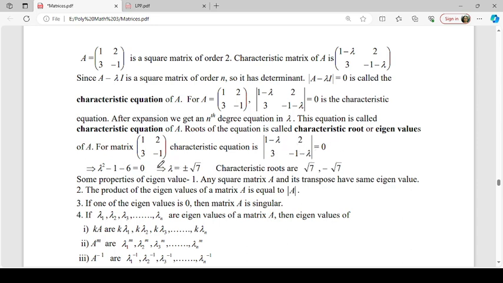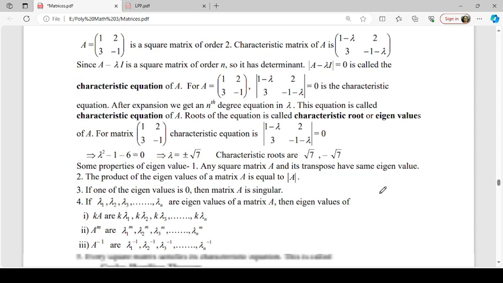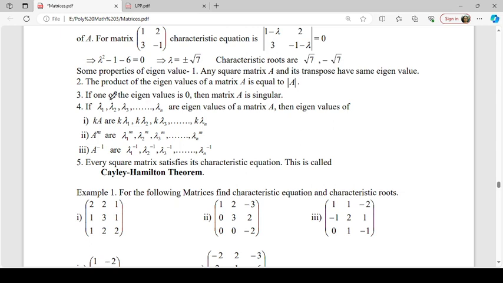So this is the characteristic equation of the matrix. And this lambda, when we have some equation, we get some solutions also. So for this, lambda is equal to plus minus root over 7. So these are the characteristic roots. So this is the way. Then these are some properties.